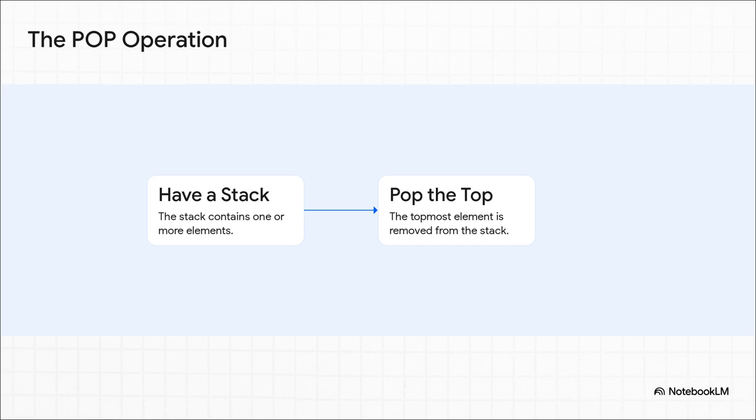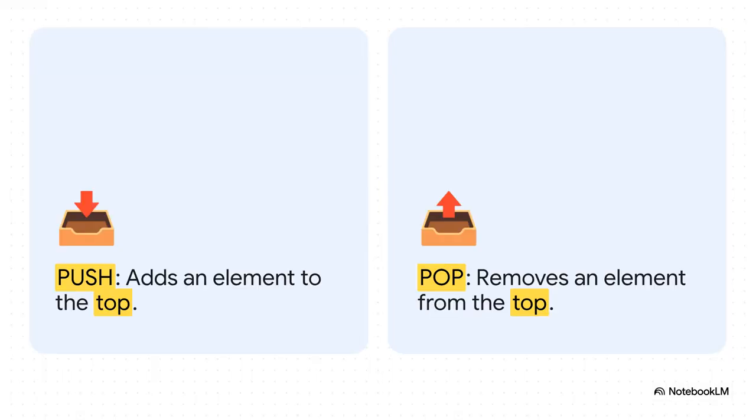And the opposite of push? Well, that's pop. When you pop the stack, you remove the element that's sitting on the very top. This is how you get things out of the stack. And remember, you can only ever remove the one that was added last. So let's just put them side by side to make it crystal clear. Push adds to the top, pop removes from the top. They're like 2 sides of the same coin, the 2 main actions that define exactly how a stack behaves. In and out, always from the same spot.